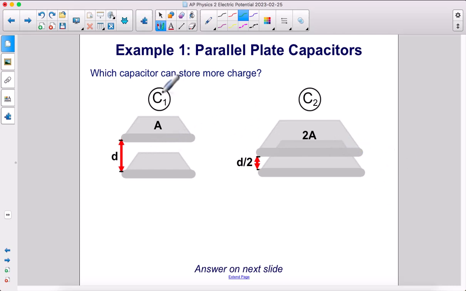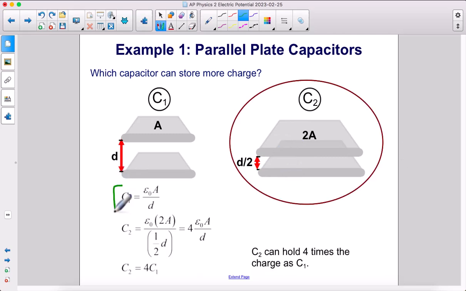Here we have C1, capacitor 1, which has an area A and a distance between the plates of D. Over here we have an area of 2A and the separation of the plates is 1/2 D. Alright, so we're going to use our equation.